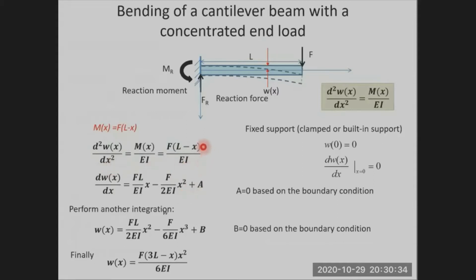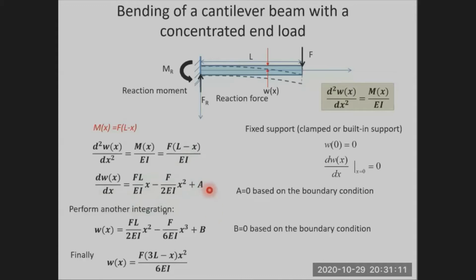So that's a differential equation. Then we perform integration on both sides. So the left side becomes the first derivative, dW/dx. The right side, we have FL over EI times x minus x squared over 2, because we have x here. So after integration, it becomes x squared over 2EI plus A. Please note that A is the integration constant.